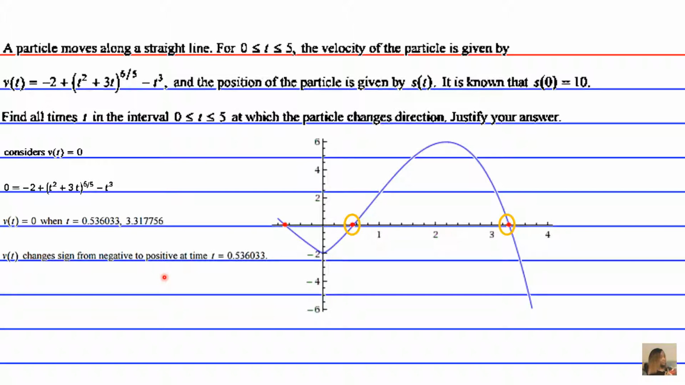Okay. v of t changes sign from negative to positive, again, at time t equals 0.536033 units of time, and v of t changes sign from positive to negative at time t equals 3.317756 units of time. All right, therefore, the particle changes direction at 0.536 units of time, and when t equals 3.318 units of time. Okay? All right.